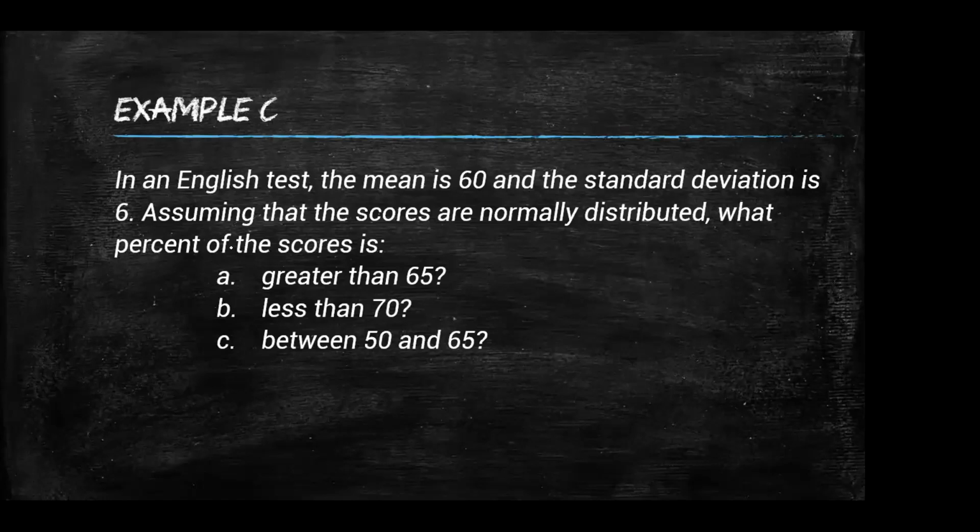Assuming that the scores are normally distributed, what percent of the scores is A, greater than 65, B, less than 70, and C, between 50 and 65? Okay, so ang gagawin ko muna, class, is hanapin ko muna yung z-scores ng mga numbers na to.